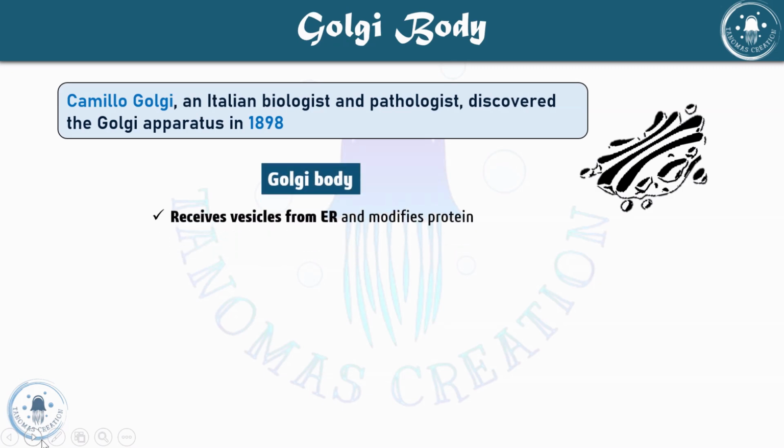Coming to the functions of the Golgi body, it receives vesicles from the ER and modifies the proteins. Since the ER has the ribosome, it makes the protein, wraps it in vesicles and transports it to the Golgi body. So vesicles act here as transporters. The Golgi body receives those vesicles from the ER and modifies the protein. How does it modify? By adding lipids and carbohydrates to the protein wherever necessary.